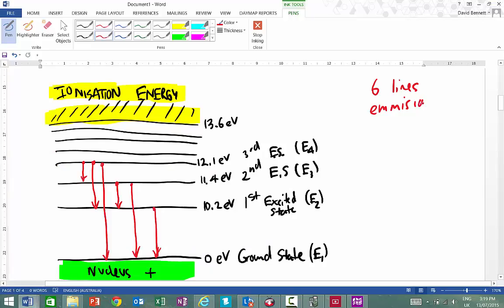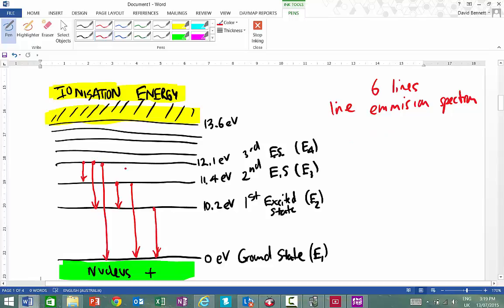So it's called a line emission spectrum. Right, so the energies that these lines are going to have are the gaps between the two shells. If it fell from the third excited state to the second excited state, it's going to lose energy.